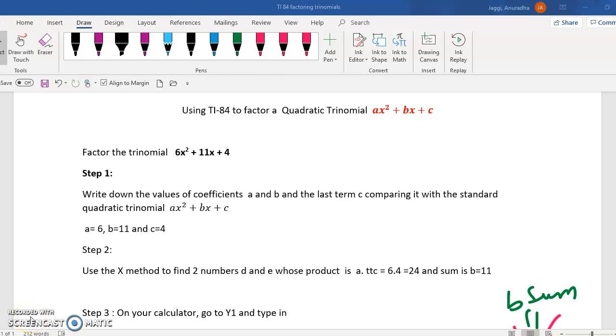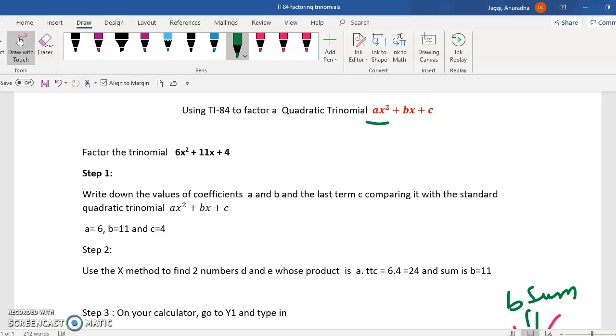Hello students, today we are going to learn how to factor a quadratic trinomial using the TI-84 calculator, the one that you have. So first of all, let's talk about what a trinomial is. A trinomial is a polynomial with three terms.